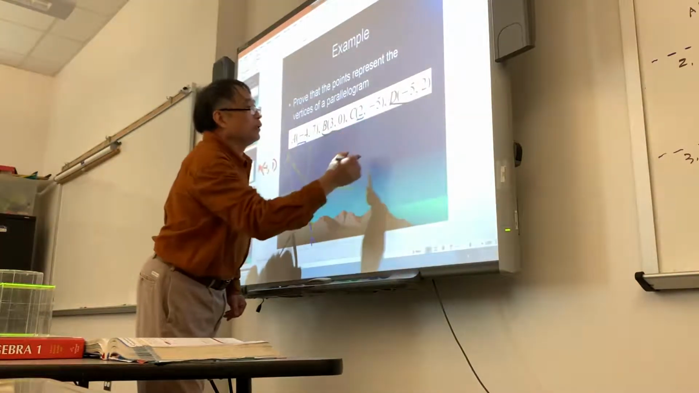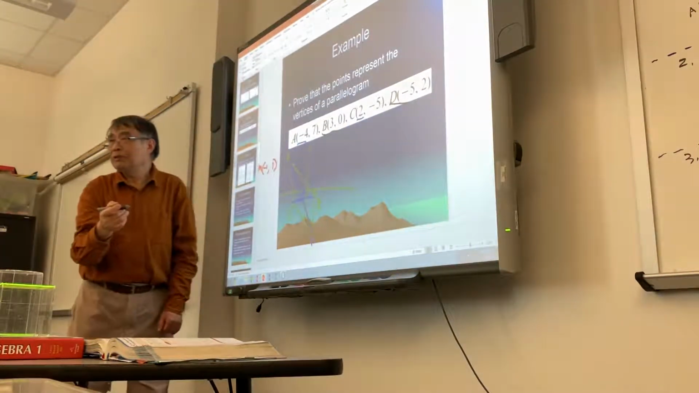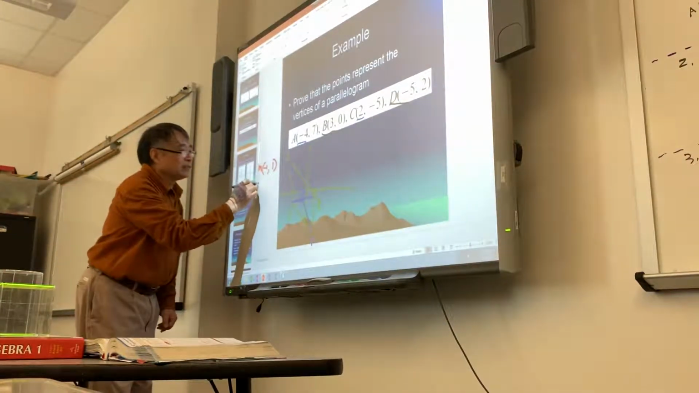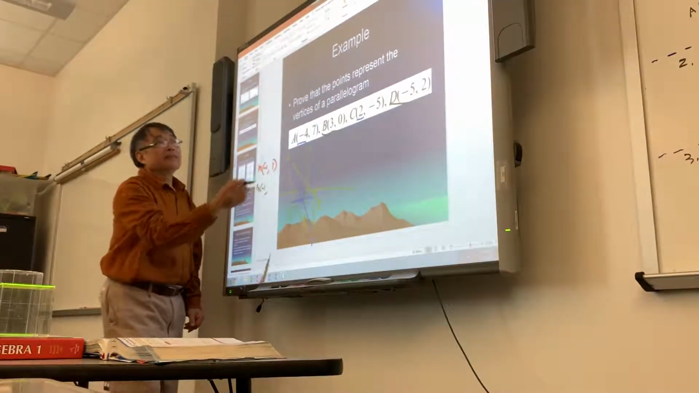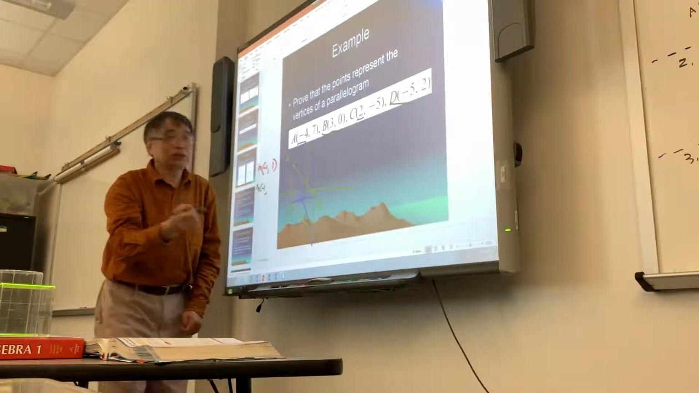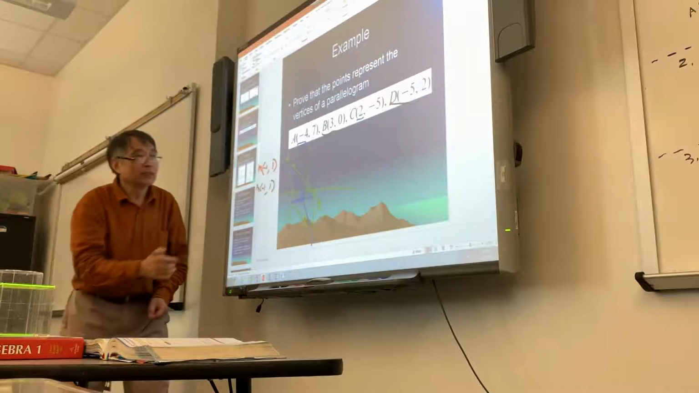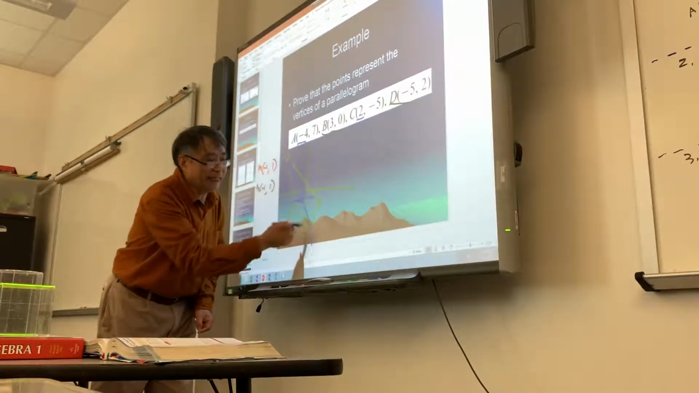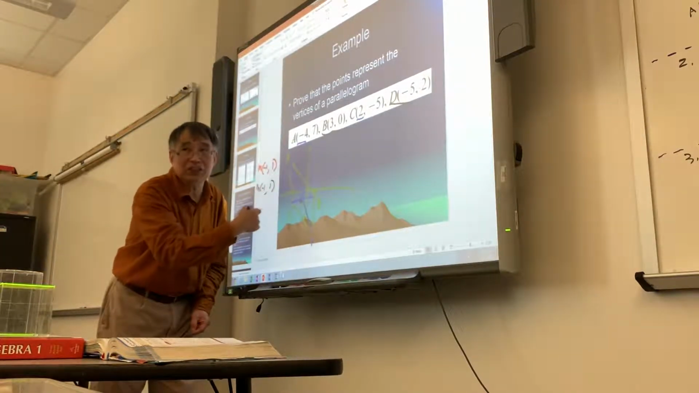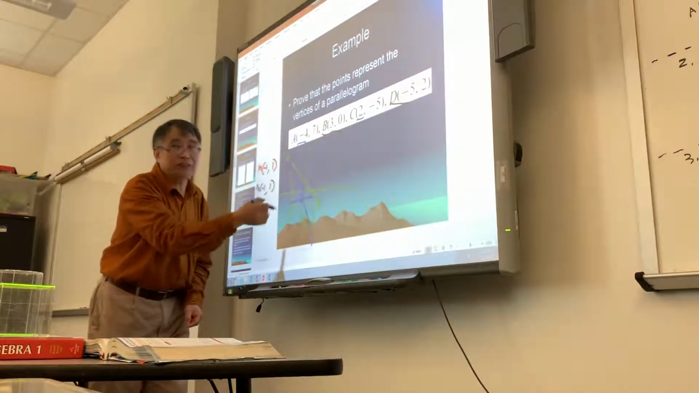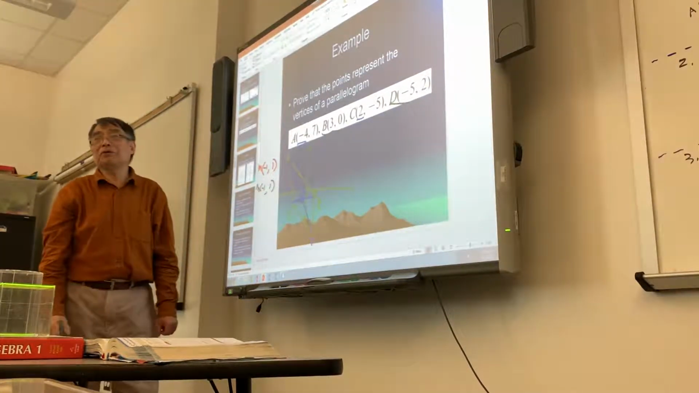This point and this point. 3 plus negative 5, negative 2 over 2. So you get negative 1. 0 plus 2 is 2 over 2 is 1. You can see those 2 points are exactly the same point. It means this point bisects AC and BD, they bisect each other. So ABCD is a parallelogram.